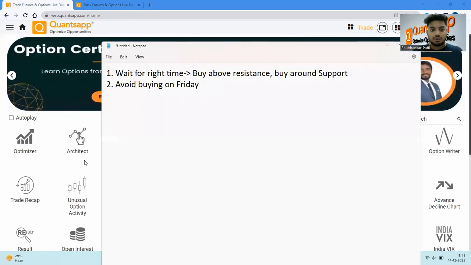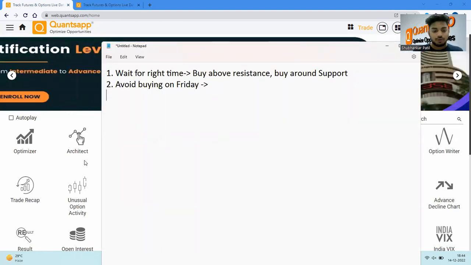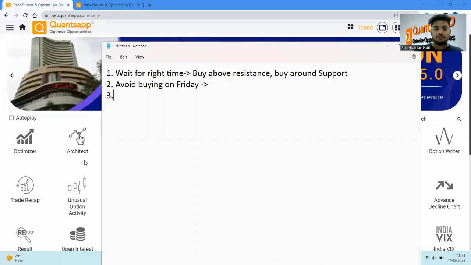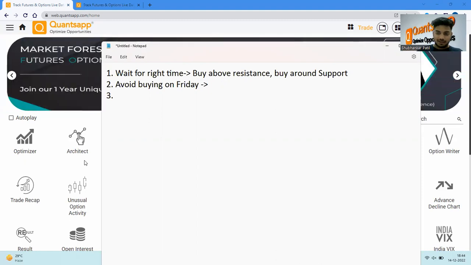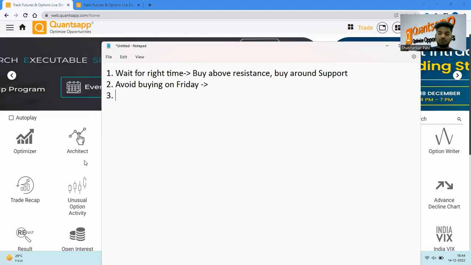So this is the second step. One more thing you can do is, if it is an expiry day, consider buying at the money option, so that you win a bit more and you lose a bit less.